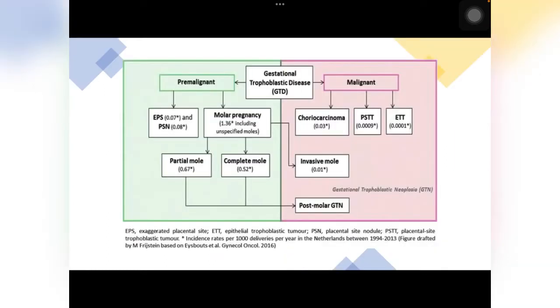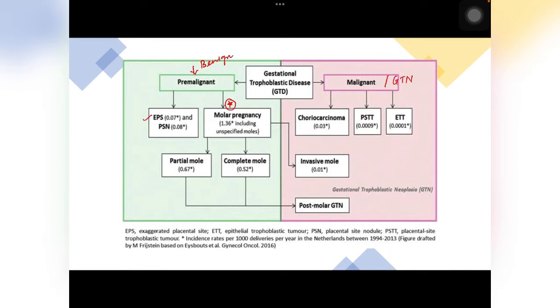So gestational trophoblastic disease can be classified into two types. It can be either benign, also called premalignant, or the malignant gestational trophoblastic disease, which is also called gestational trophoblastic neoplasia. Coming to the benign disease, we are going to be focusing mainly on molar pregnancy today, and it is of two types: one is your partial mole and the other is complete mole.